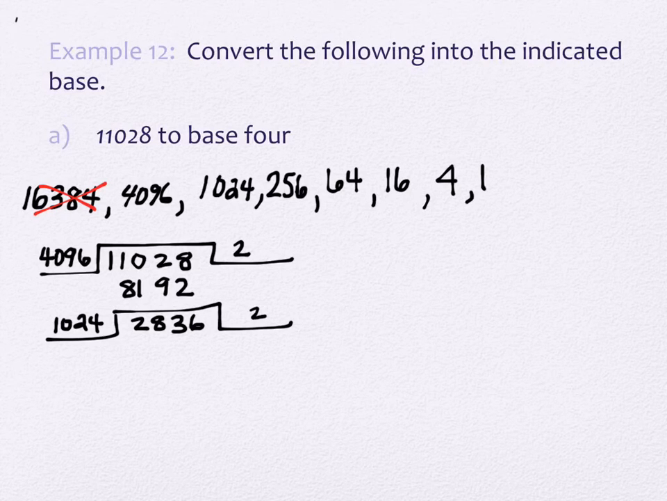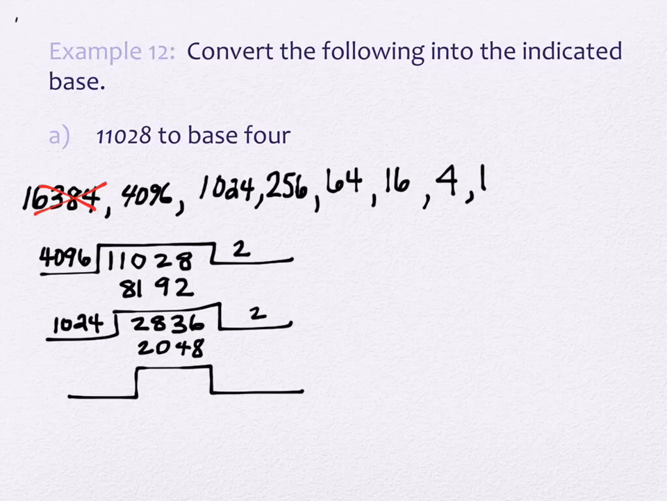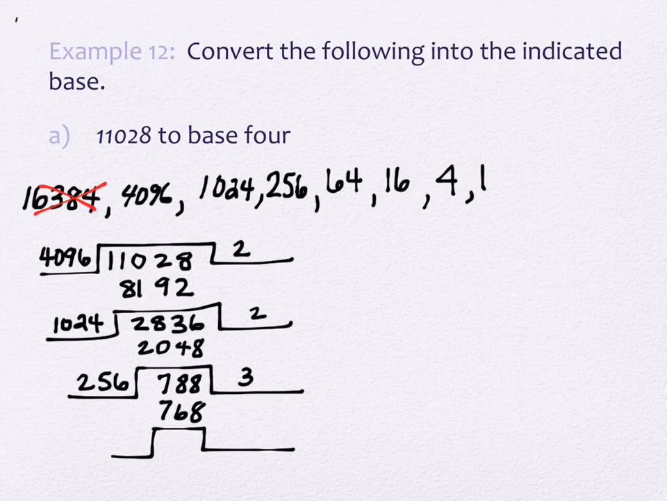2 times. 2 multiplied by 1,024 is 2,048. And if we subtract, what do we get? 700 something, right? 788. What's our next power of 4? 256. How many times will 256 go into 788? 3. Finally, something that's not 2. What is 3 times 256? 768. And now it's where it feels a little bit awkward. This subtracts to 20. Can't skip anything.